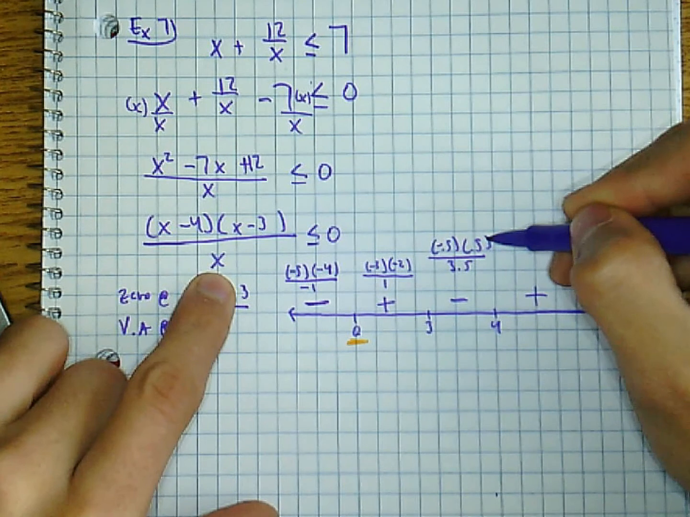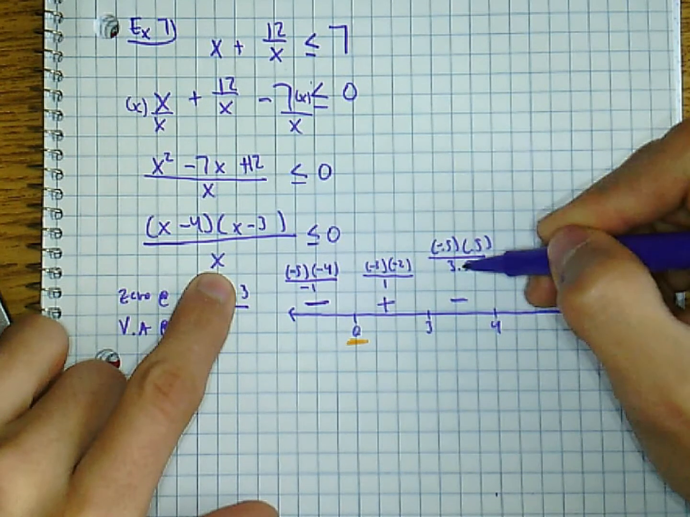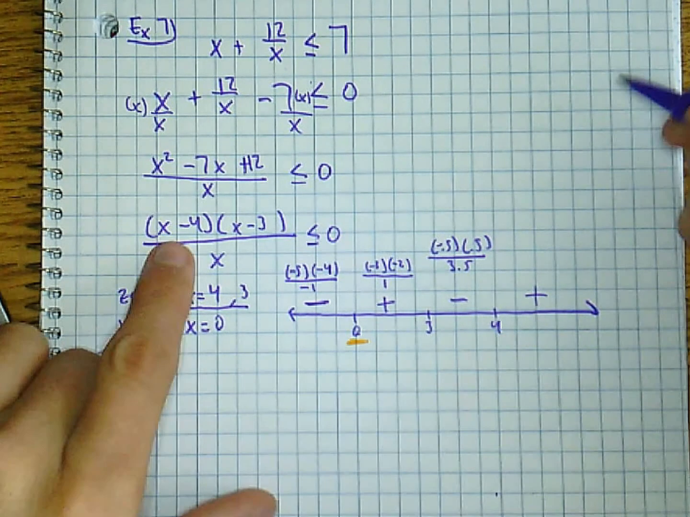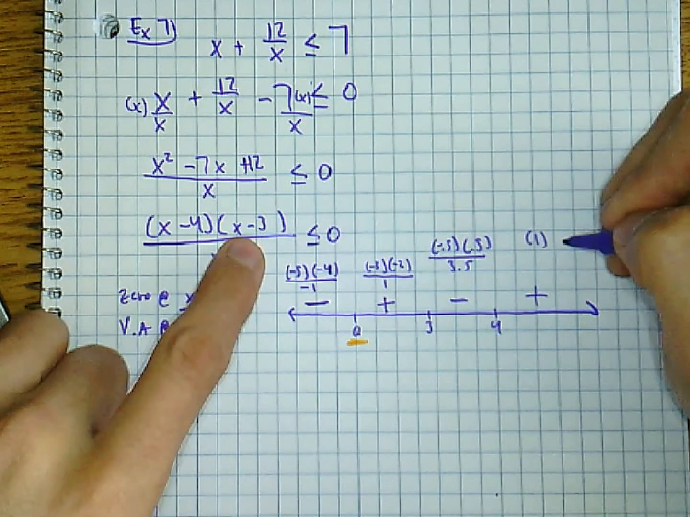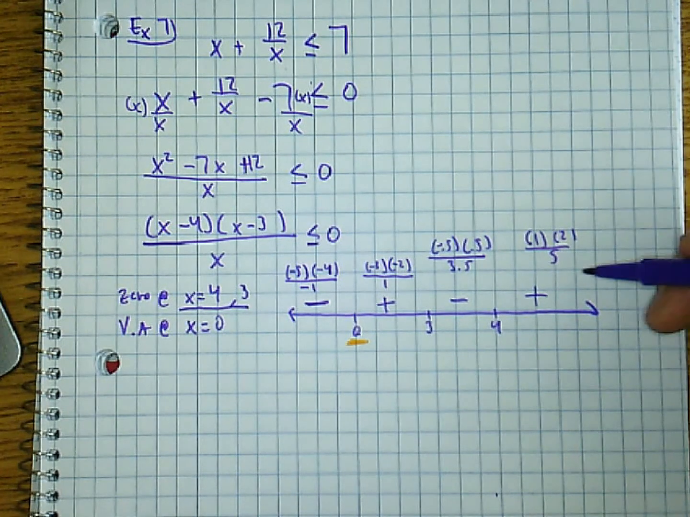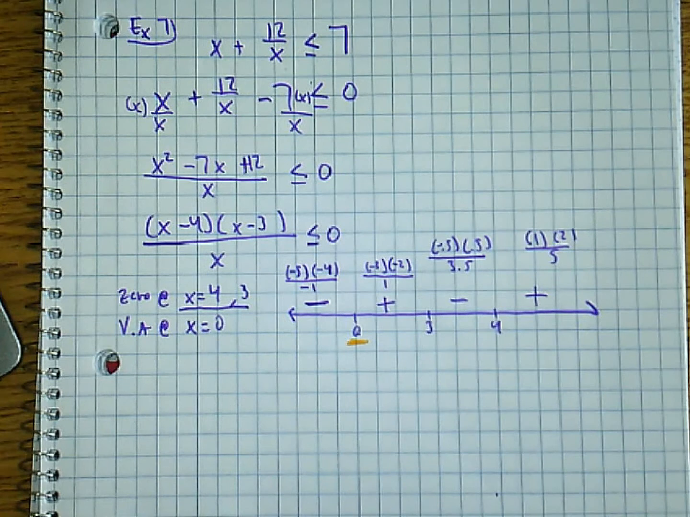Cool. And same idea with after 4, I could use 5. 5 minus 4 gives me 1. 5 minus 3 gives me 2, divided by 5. 1 times 2 is positive. Divided by +5 gives you a positive. Okay? So either technique works. I have my number line. Now I can analyze it.